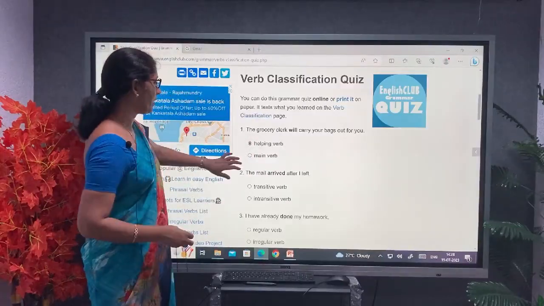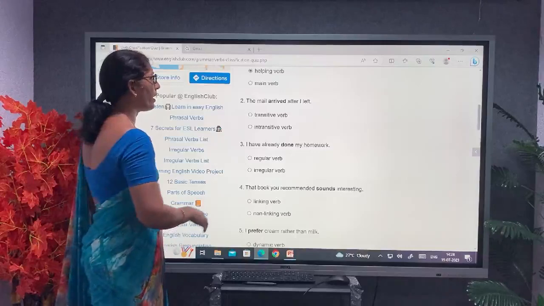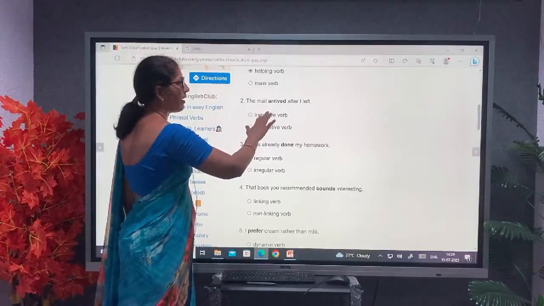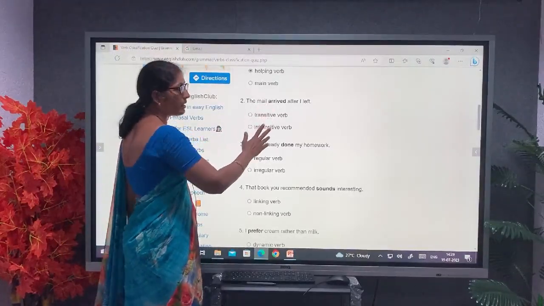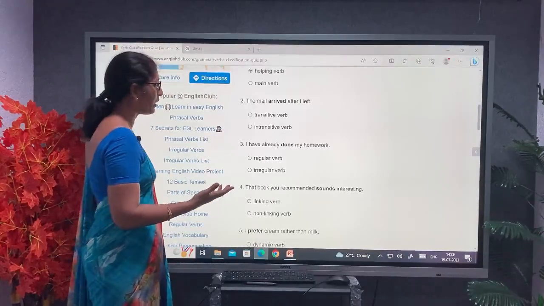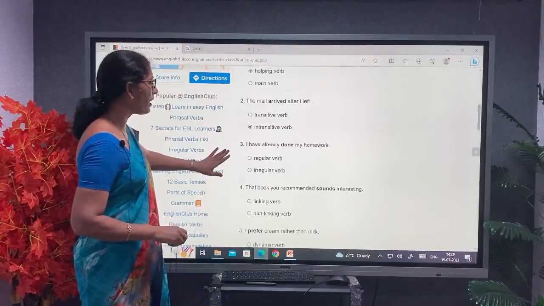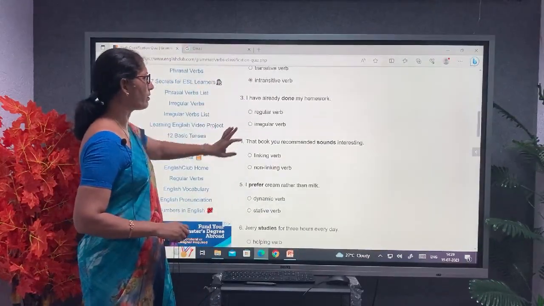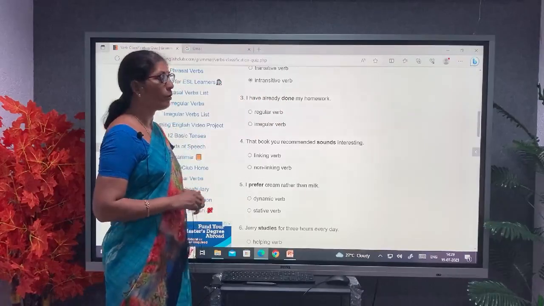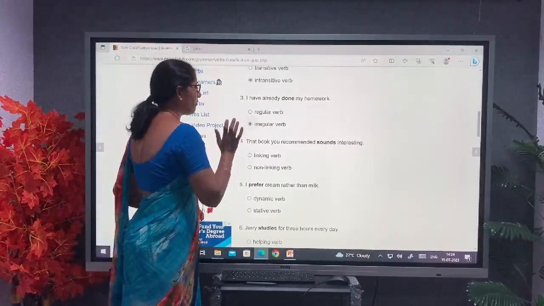Right? Next one. The mail arrived after I left. So arrived. Does it need any object? No, here it doesn't need any object. So this is an intransitive verb. I have already done my homework. So what is done? The do, did. So it is a regular verb.